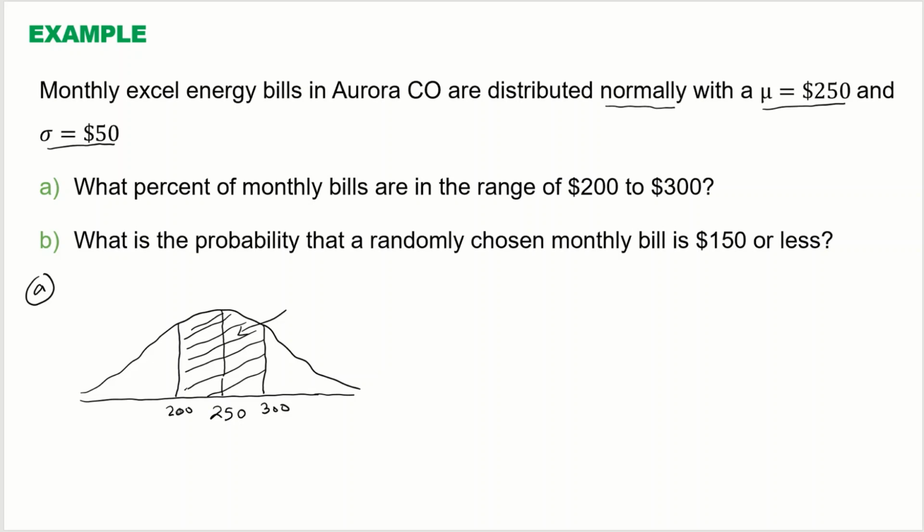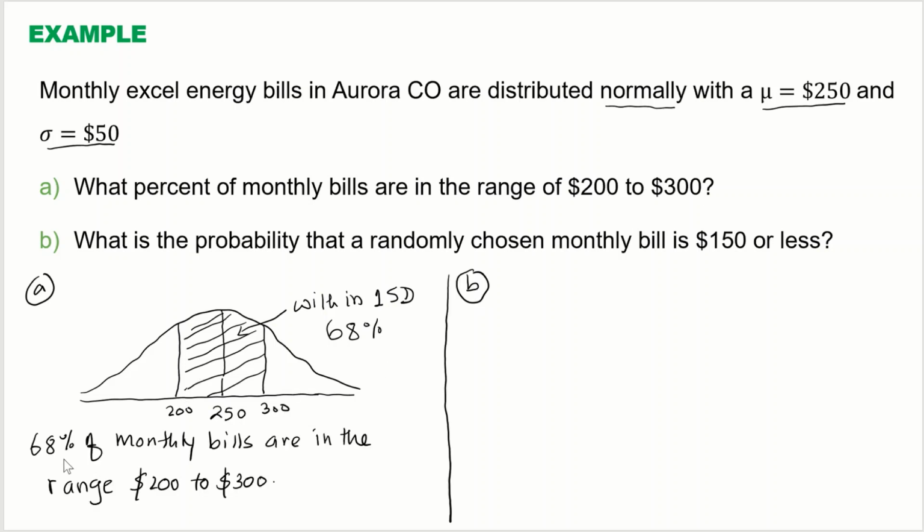So this is within 1 standard deviation. And you know, from the empirical rule, the amount of data that lies within 1 standard deviation is 68%. So you can say that 68% of the data lies within this. So what percent of monthly bills are in the range from 200 to 300? 68%. 68% of monthly bills are in the range $200 to $300. So that is the answer to the first part. Now let's look at the second one.